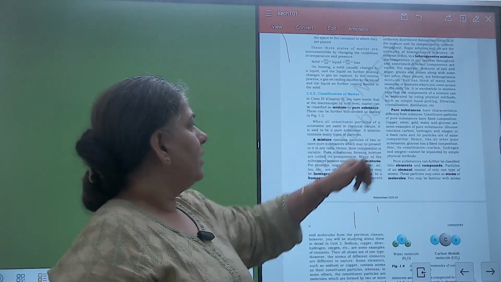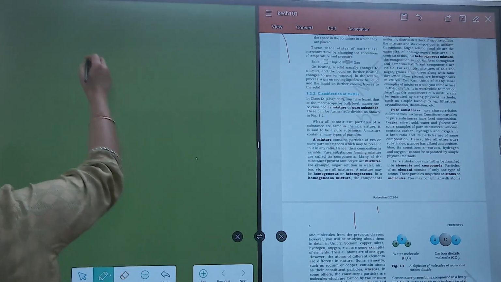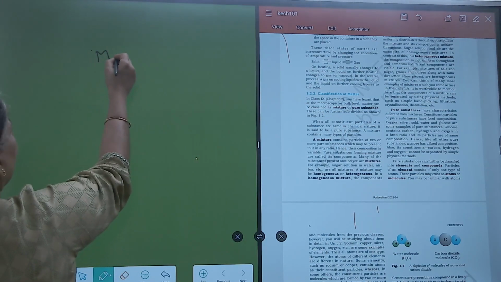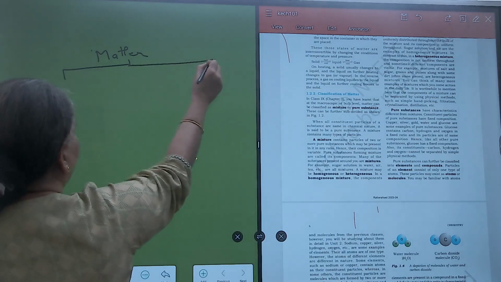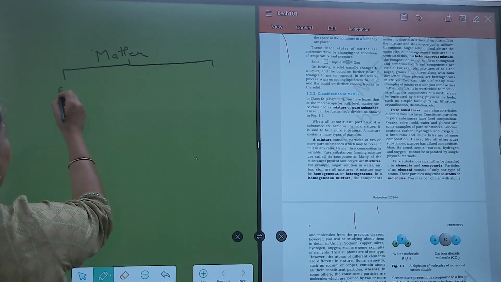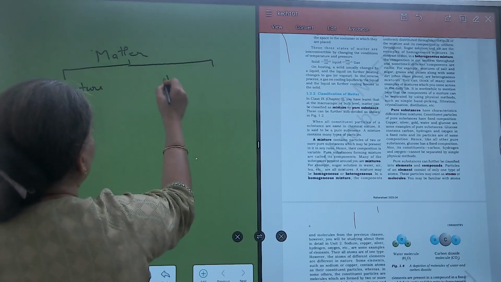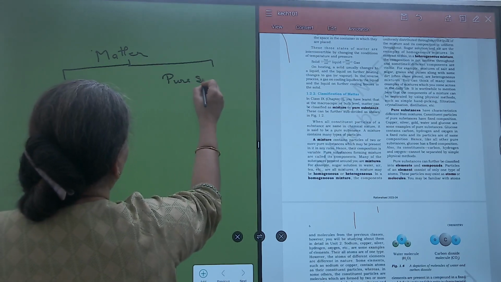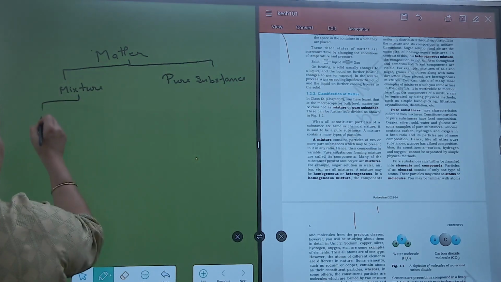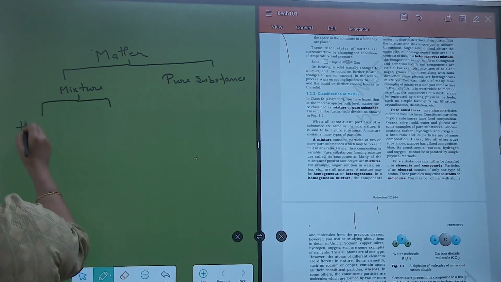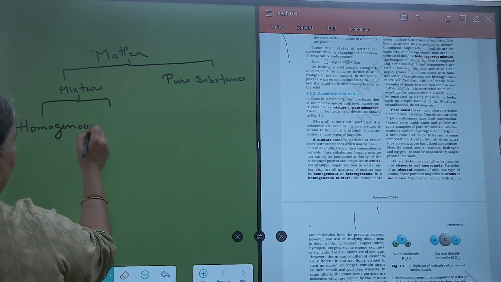So matter, let me write down here, is divided into mixture and pure substances. Again, mixtures are of two types: homogeneous and heterogeneous.